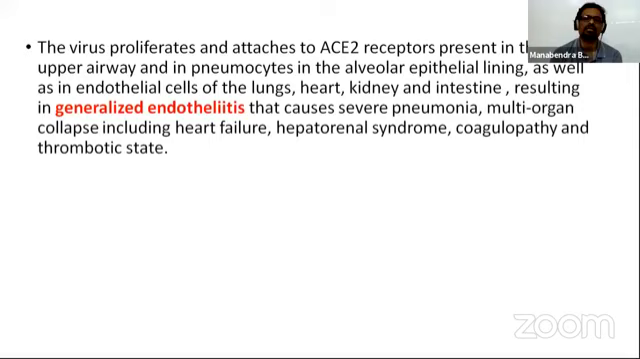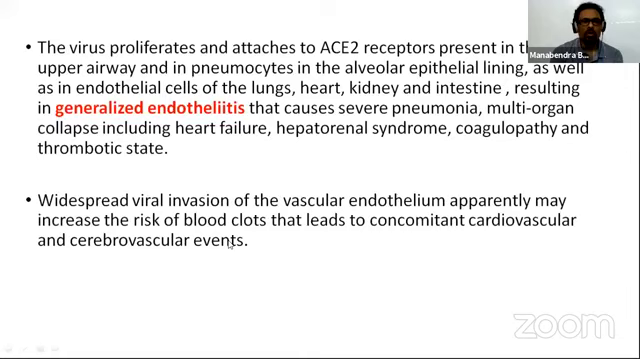It can damage the lungs, heart, kidney, intestine and different aspects of the body, causing multi-organ failure through inflammatory mediators, with devastating effects: coagulopathy and a prothrombotic state. Widespread viral infection of the vascular endothelium increases the risk of blood clots through the procoagulant pathway, and the widespread coagulation and thrombotic manifestations are a risk factor for cardiovascular and cerebrovascular events. So these are the proposed mechanisms of the pathology.